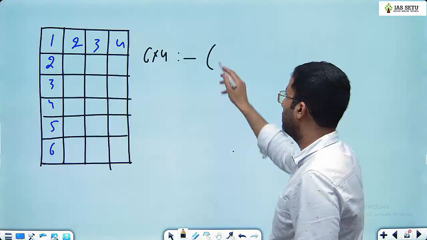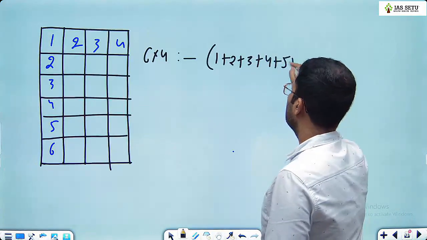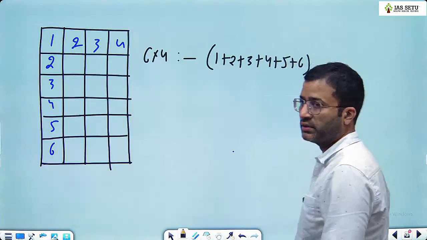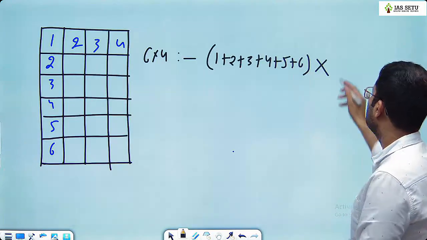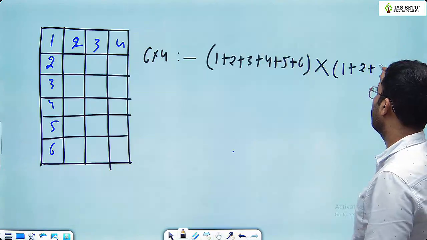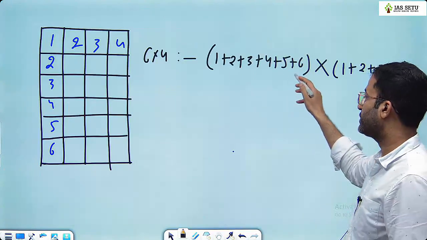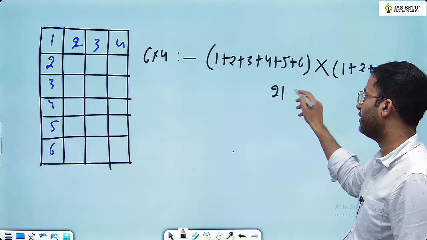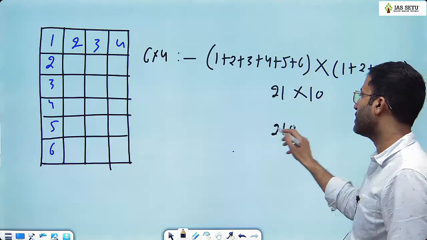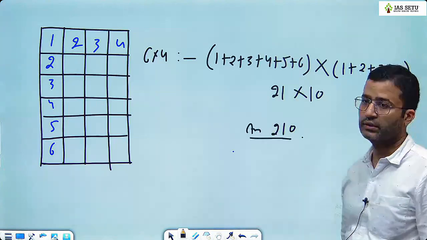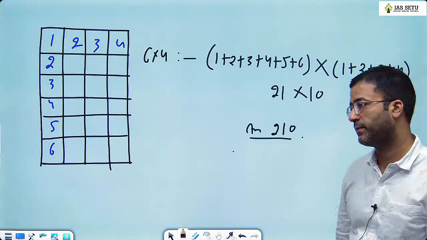Bracket start 1 plus 2 plus 3 plus 4 plus 5 plus 6. Bracket close. Second bracket start 1 plus 2 plus 3 plus 4. What is 1 plus 2 plus 3 plus 4 plus 5 plus 6? 21. What is 1 plus 2 plus 3 plus 4? 10. It is 210, your answer. In the given figure, we have 210 rectangles.